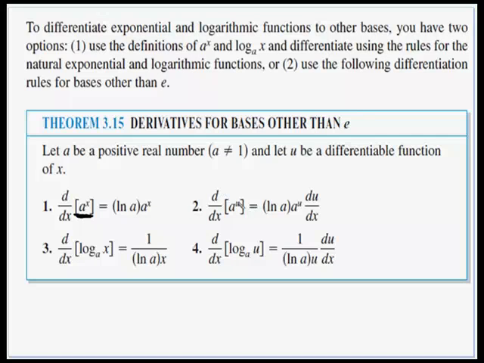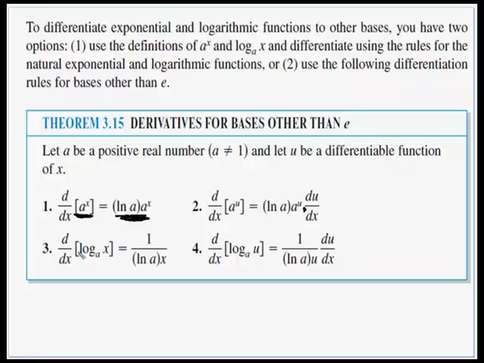Second one, what if this is a composite function? If it's a to the u, well, it's going to be the exact same answer, ln of a times a to the x, but we're going to tack on a times du dx, or u prime, if you prefer that notation. Just that inner function's derivative gets multiplied on the end.